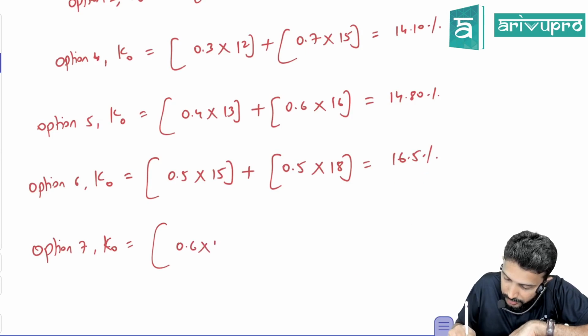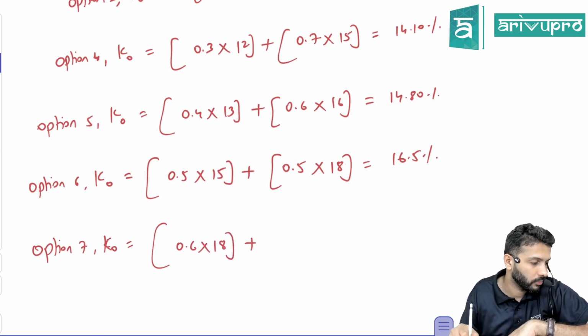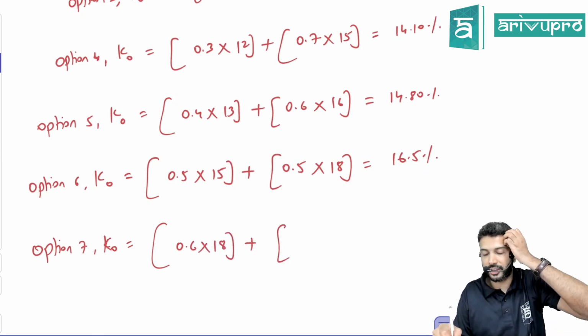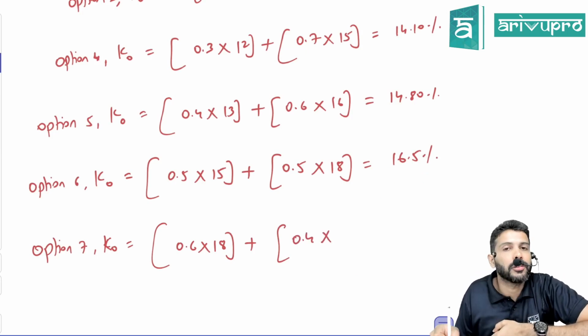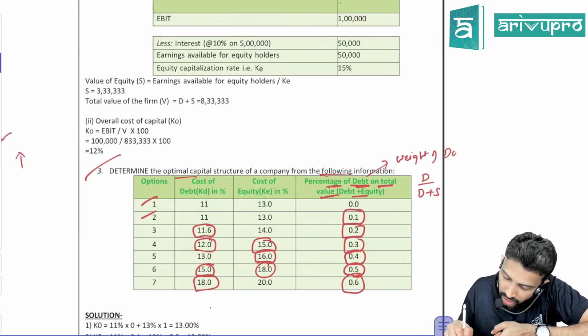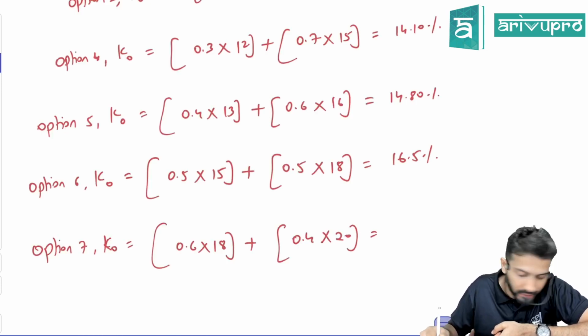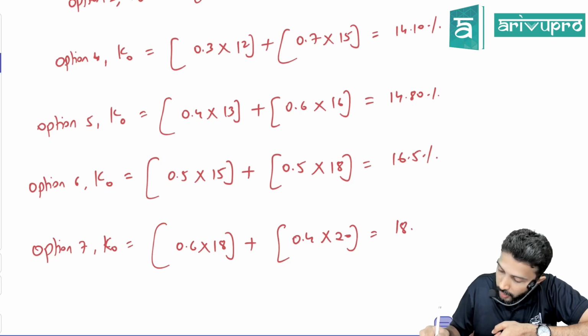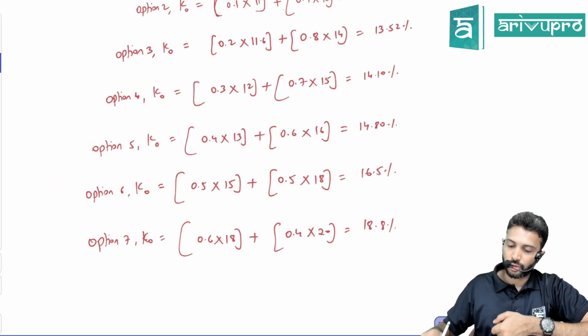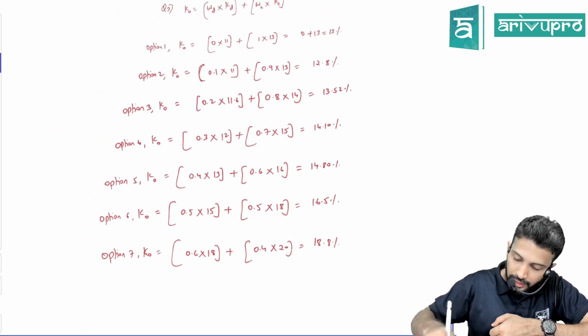And for the last option, the overall cost of capital: the weightage of debt is 60% or 0.6 and the cost of debt is 18%. If the weight of debt is 60%, equity will be 40% and the cost of equity is 20% under the last option. So the final number will be 18.8%. Okay. So these are all independent cases.